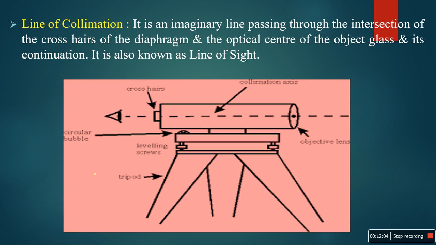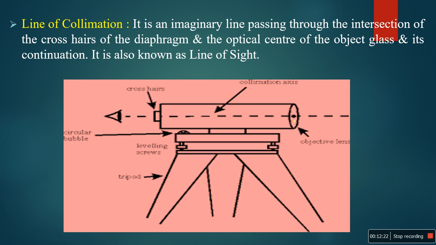It is also called a line of sight. Okay, this is the picture of our leveling instrument. Simply, it is called a dumpy level. Okay, line of collimation means what? It is an imaginary line. Okay, this is our instrument, and there is one horizontal line.